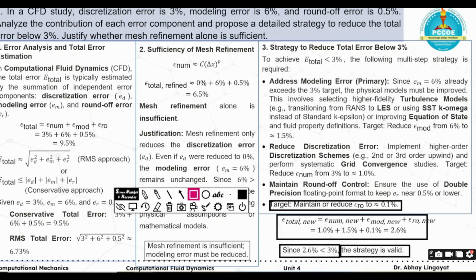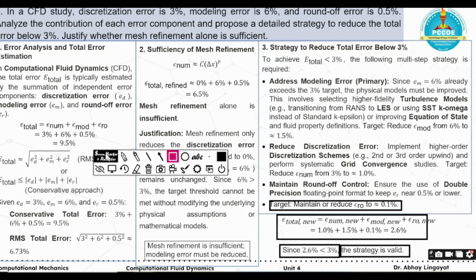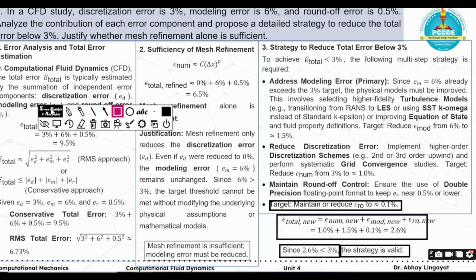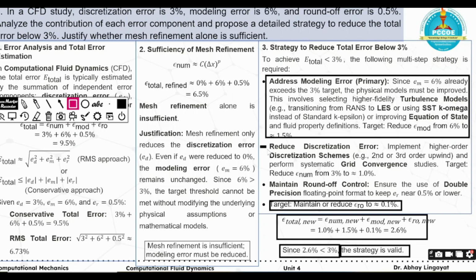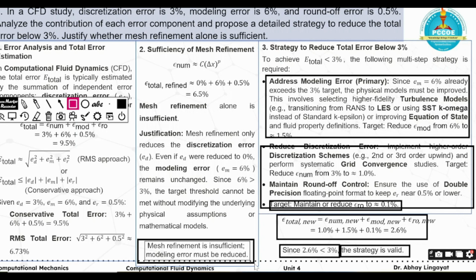So modeling error is primarily the issue. Mesh refinement is not the solution for this case. We can reduce the total error below 3% by applying the strategies to the modeling error as well as the round off error. So what we can conclude is that mesh refinement alone is insufficient. Modeling error must be reduced to get the desired solution.